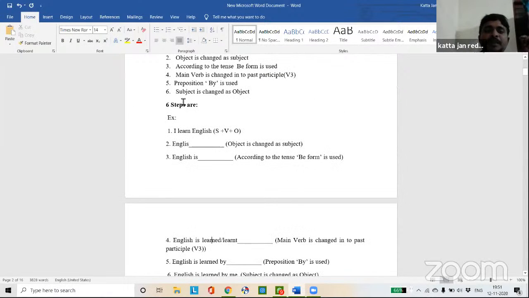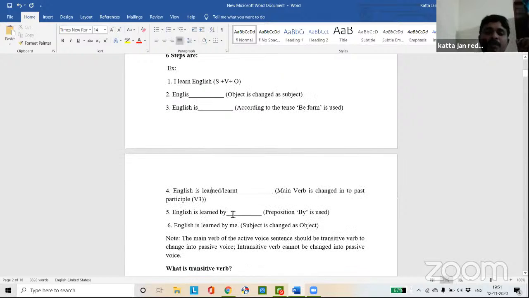And the fifth step is the preposition. Most commonly, the preposition by is used, but other prepositions are also used in the place of by, according to the context, according to the situation, based on the verb used in the sentence. How that works, we will learn in course of time. Okay, preposition by is used. See the fifth step: English is learned by.